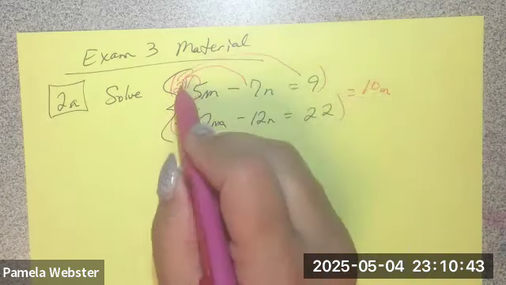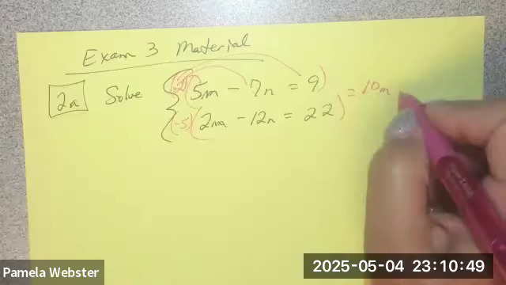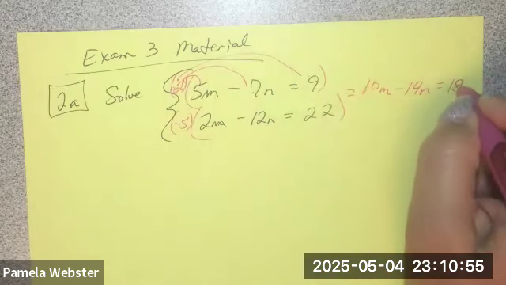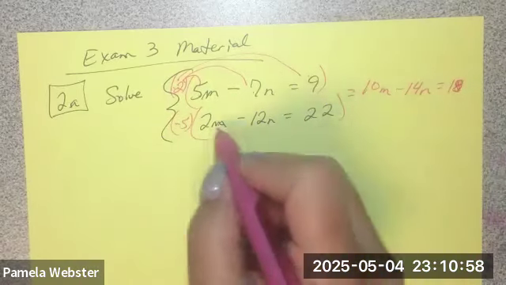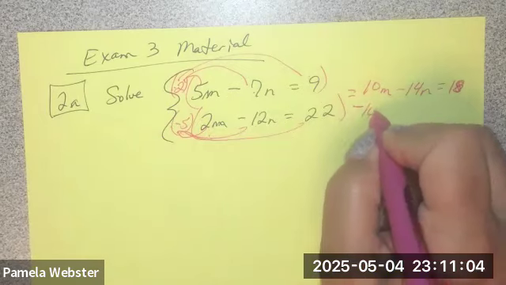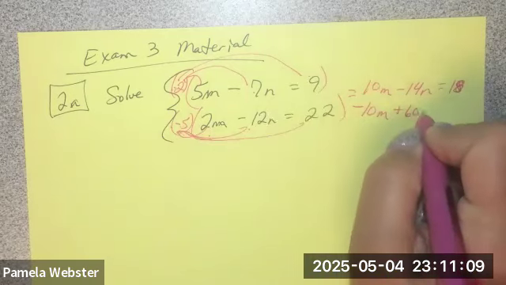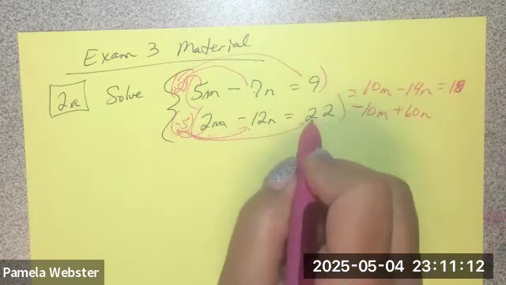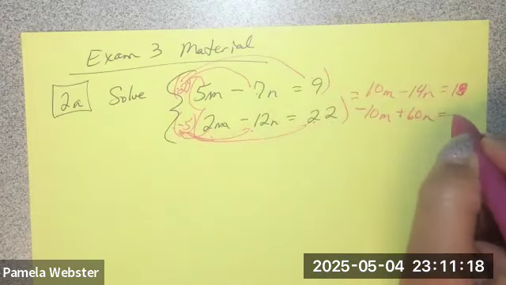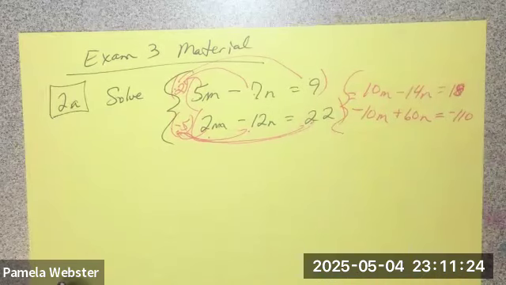Distribute, right? All the way through the entire equation there. 2 times negative 7 is negative 14n, and 2 times 9 is 18. And then here, negative 5 times 2 is negative 10m. Negative 5 times negative 12 is positive 60n. And negative 5 times 22, oh my gosh, is that 110? Yeah, negative 110, right? Because it's negative 5. All right. That's what I've got now.